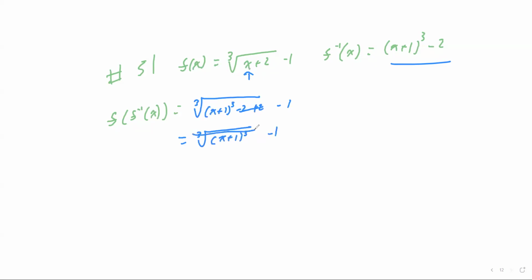The cube and the cube root will go away. So I now have x plus 1 minus 1. The 1's will go away. So now I have x. So then we'll verify the other one.